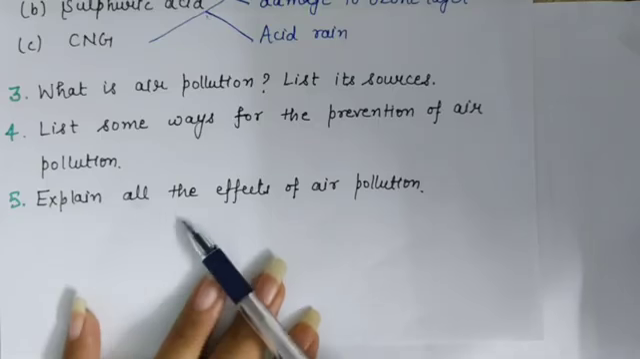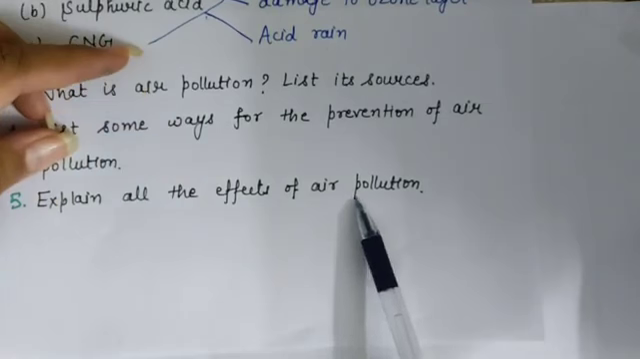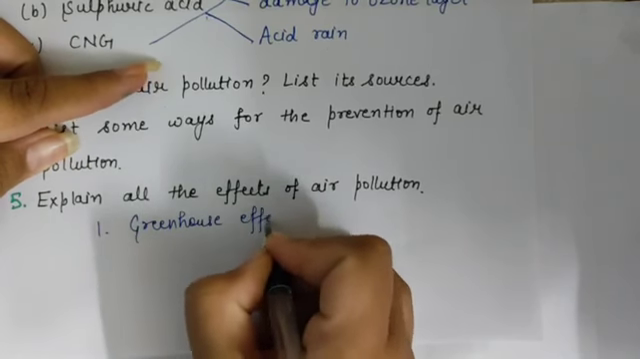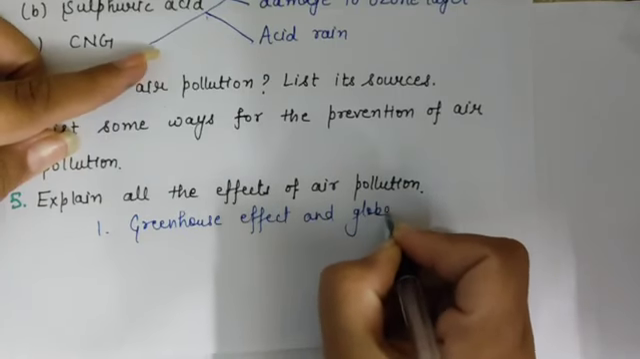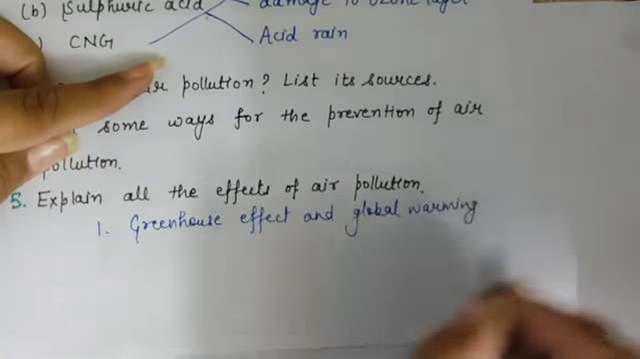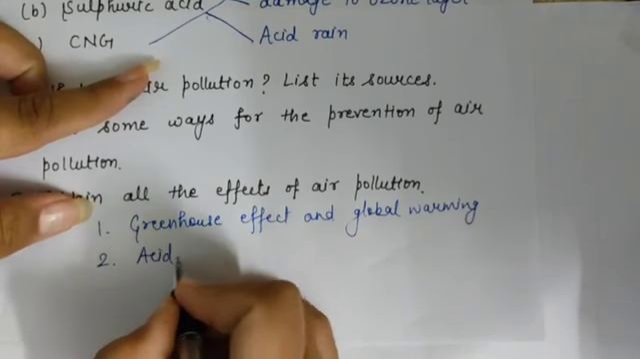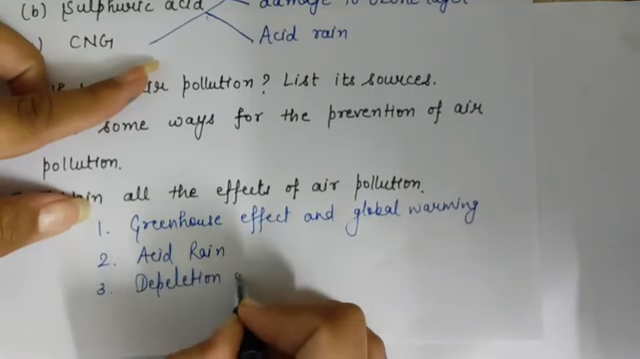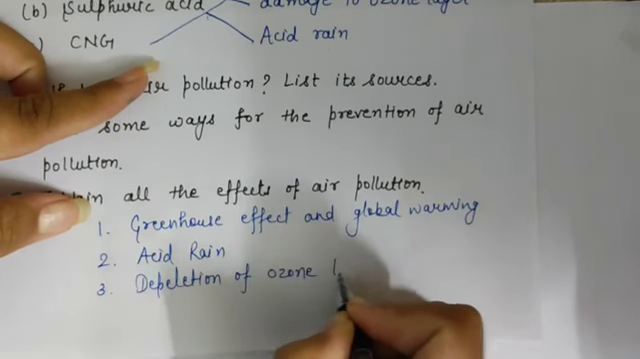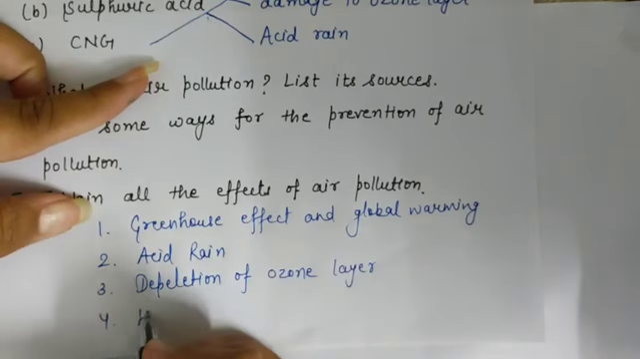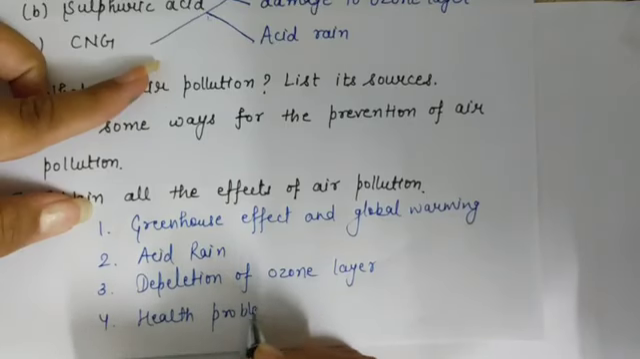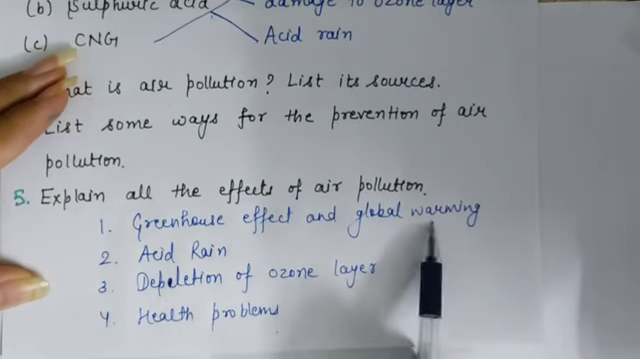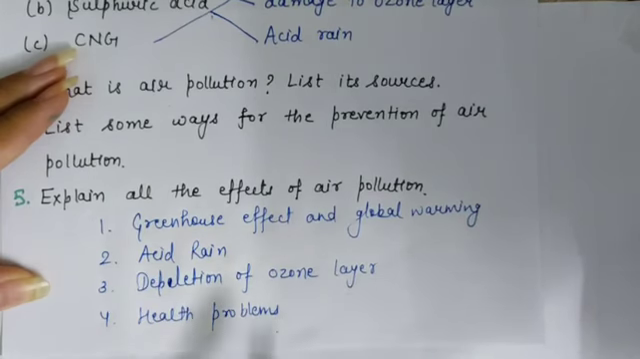Question number 5 is, explain all the effects of air pollution. So the effects of air pollution are, first is greenhouse effect and global warming. Second is acid rain. Third is depletion of ozone layer. Next is health problems. So these are some effects of air pollution: greenhouse effect and global warming, acid rain, depletion of ozone layer, and then health problems.